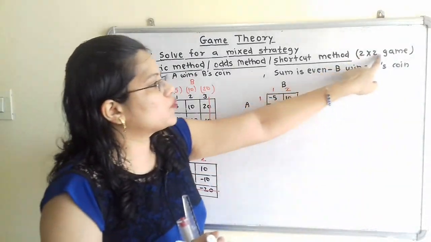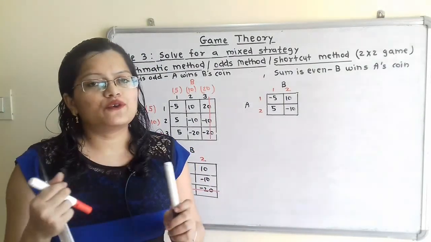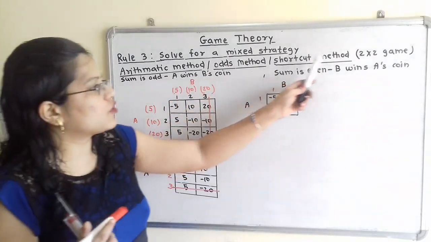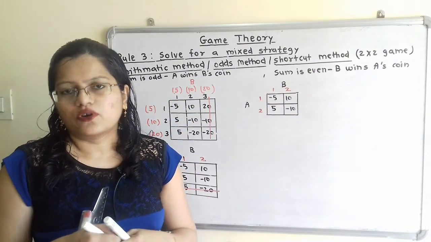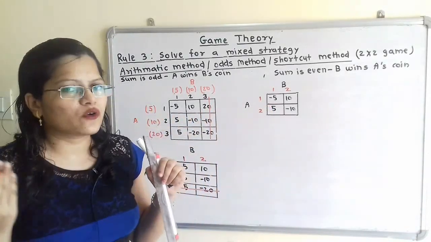So here for 2 by 2, that is 2 number of rows and 2 number of columns, we will use the arithmetic method. It is also called the odds method or shortcut method. So how to use this? We will take the difference, and we have to ignore the sign.